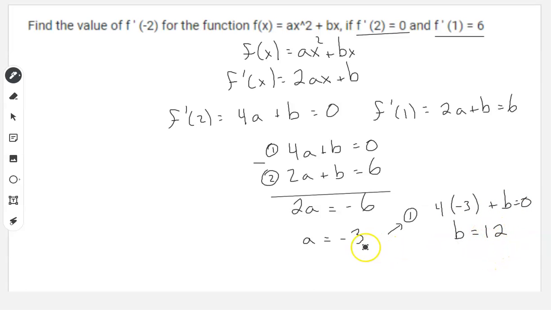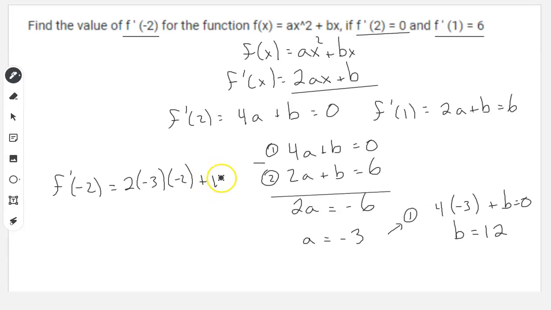So now that I know what a and b are, I can figure out what this is. Our derivative function at -2, remember this here is our derivative function, is 2 times a, and I know a is -3, times x, so x is -2, plus b, where b is 12. All right, so double negative gives me a positive, so we have 6 times 2 is 12, so 12 plus 12 is 24.